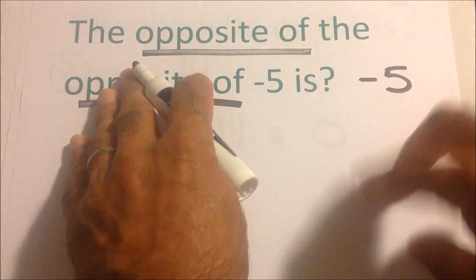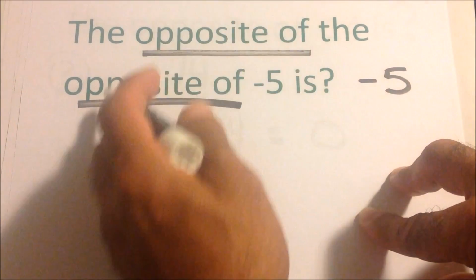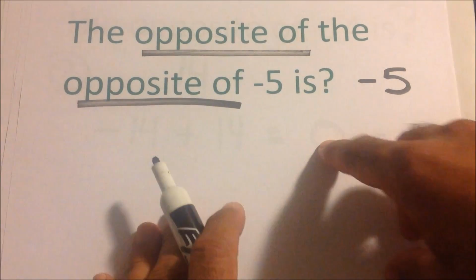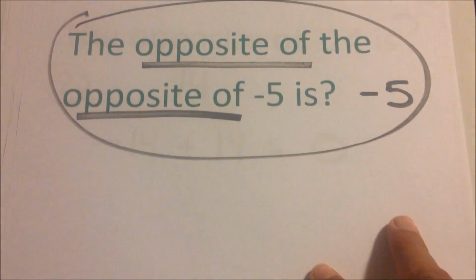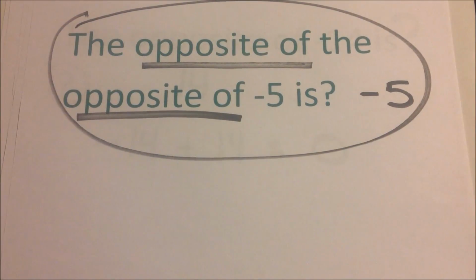So we know that the opposite of negative 5 is 5, and the opposite of 5 is negative 5. So if you ever see that, this appeared on some state test questions. So we'll circle that. Keep that in mind: the opposite of the opposite.